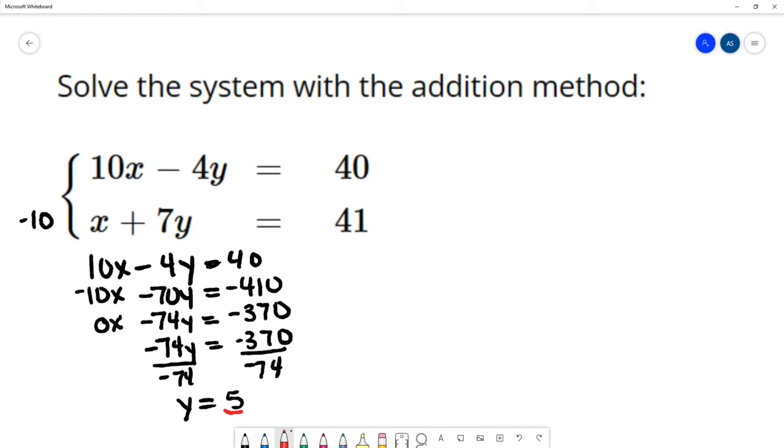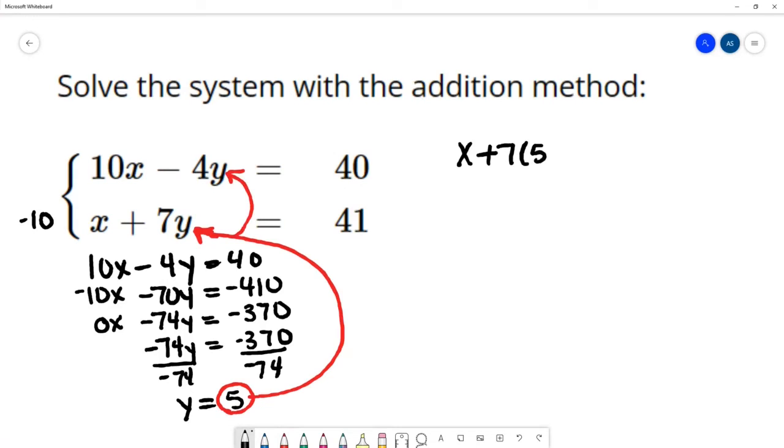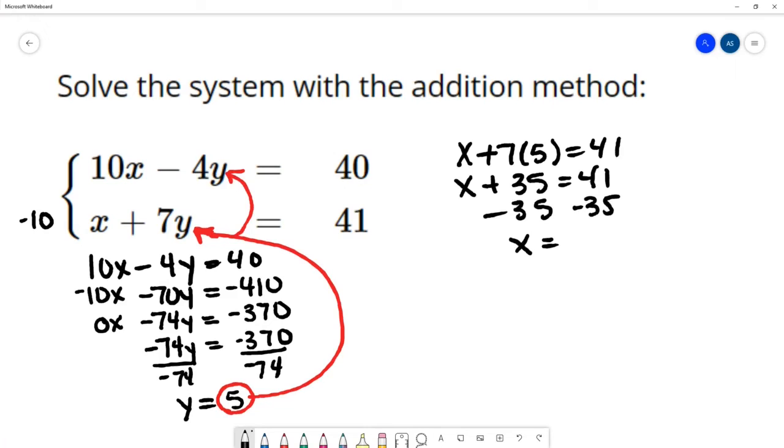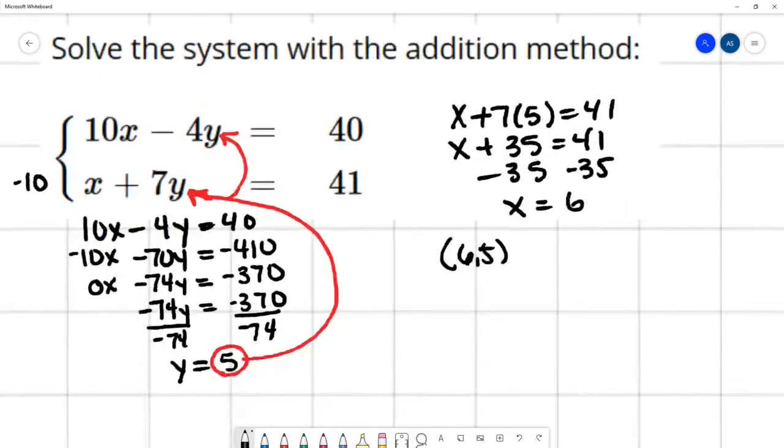Once we get y equals 5, then we're going to substitute this back into either equation. So we can substitute for this y or this y. I'll use the second equation again. x plus 7 times 5 equals 41. x plus 35 equals 41. We'll subtract 35 on both sides, and we get x equals 6. So the solution to this system is 6, 5.